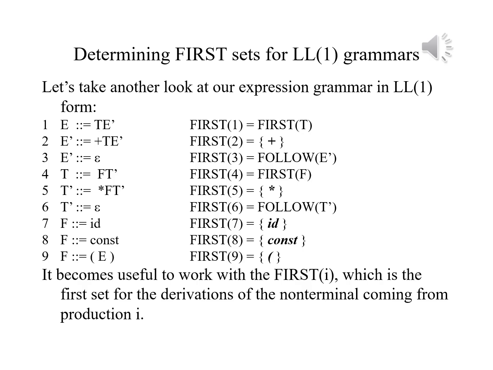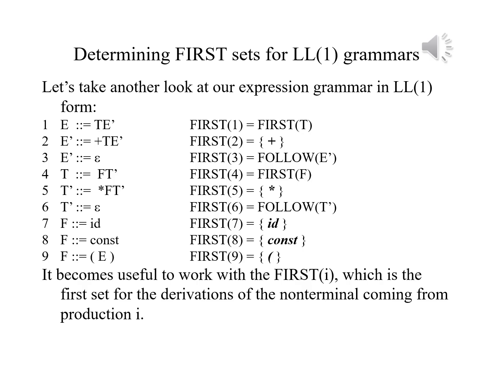Production 5, T prime derives times F T prime, begins with the terminal asterisk, so the first of production 5 is simply the asterisk. Production 6, T prime derives epsilon. The first of production 6 is the follow of T prime, because the only thing on the right-hand side is the empty string.